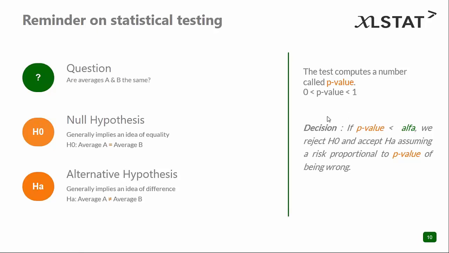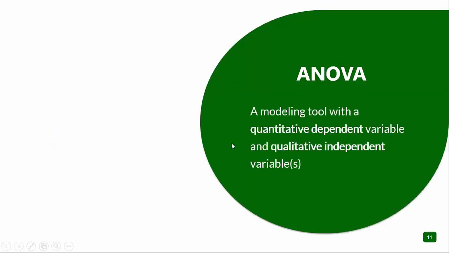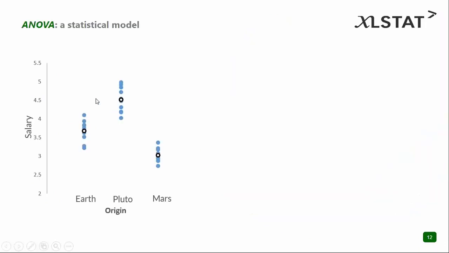So this is very important to know for the remainder of the webinar. Now we talk about ANOVA. ANOVA is a modeling method with a quantitative dependent variable and qualitative independent variables. What do I mean by a modeling tool? So suppose you are investigating the salary of people from different origins, and you have a sample of people from Earth, a sample from Pluto, and a sample from Mars.